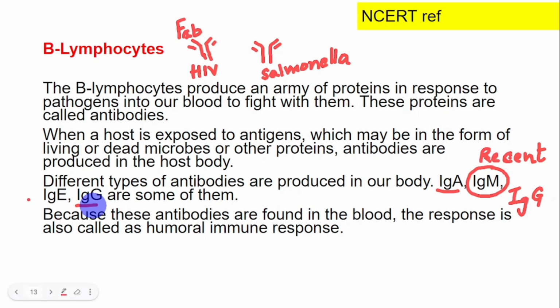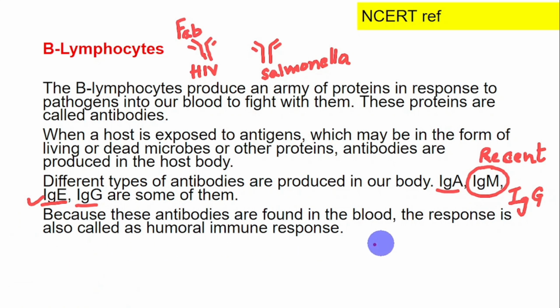And IgE are against protozoans and helminths. Okay, so this is also involved in the allergic reactions. So these are the four types of antibodies.